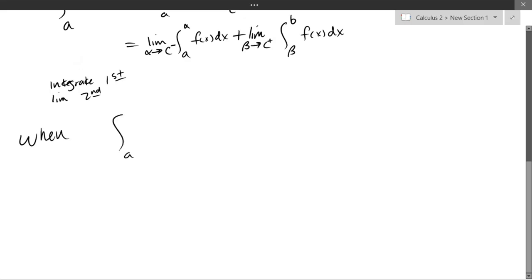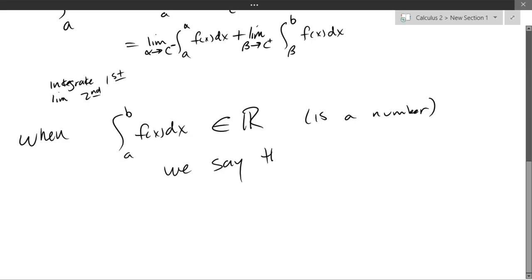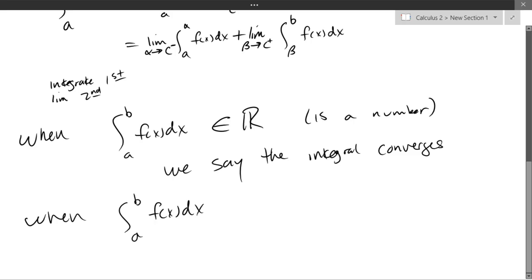So when your integral from a to b, f(x) dx, if that value is a number, we say the integral converges. When the integral from a to b of f(x) dx is plus or minus infinity, we say the integral diverges.